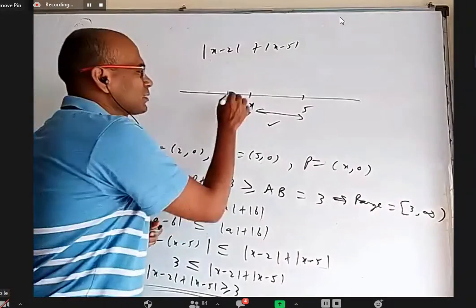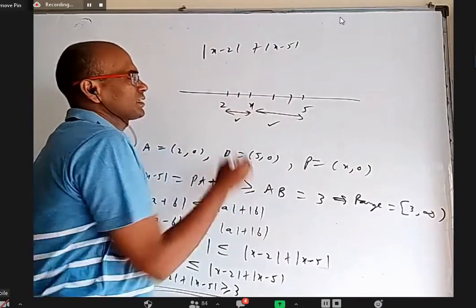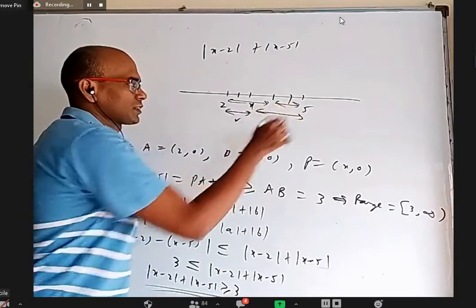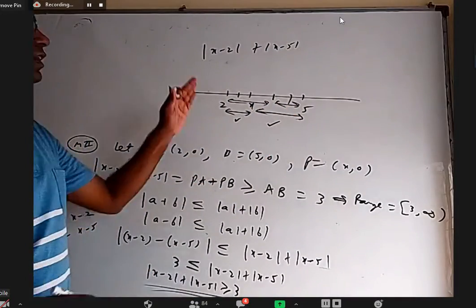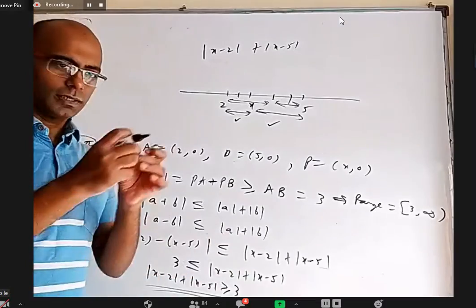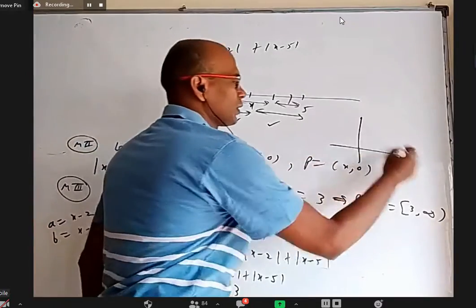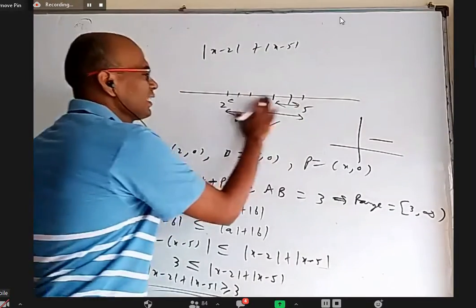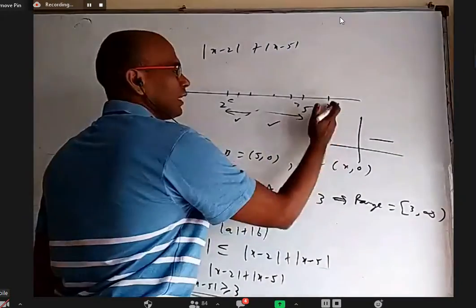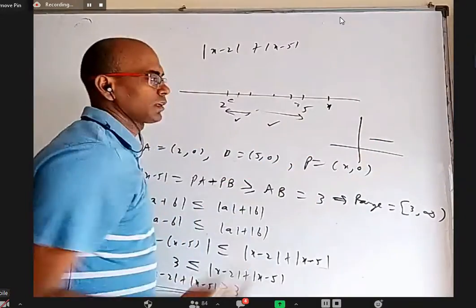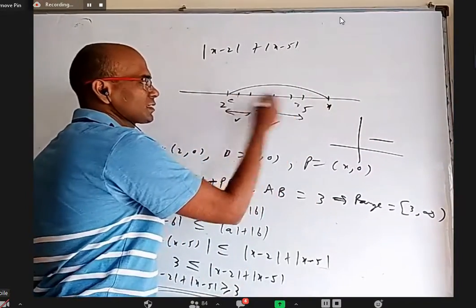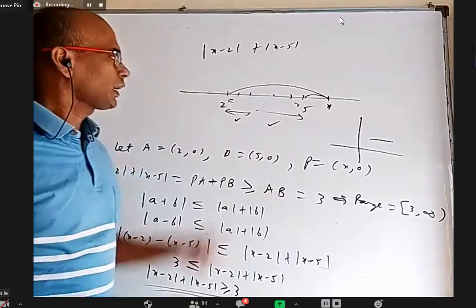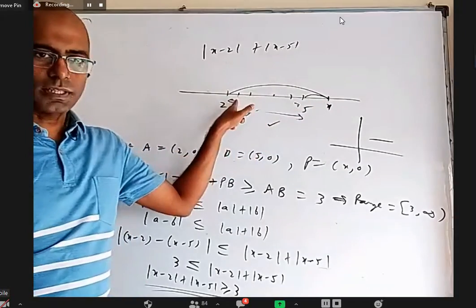And x, it doesn't matter if x is here or here, same thing. You are finding this distance plus this distance. It is always 3. That's why between 2 and 5, any number you take, in the graph also you see, we got the bucket's flat part, which is 3. But when x is here, later on here, what is happening? This distance is increasing, this distance is increasing. And already from here to here the distance is more than 3.